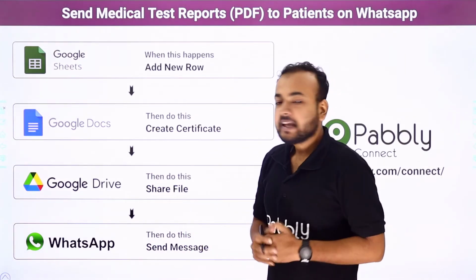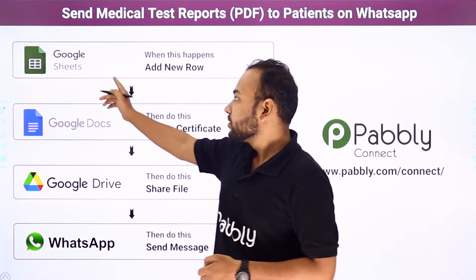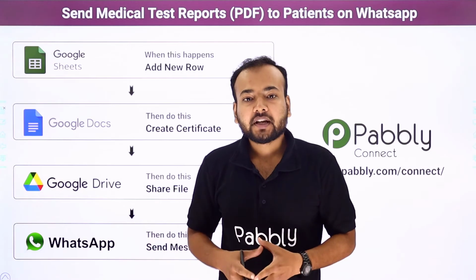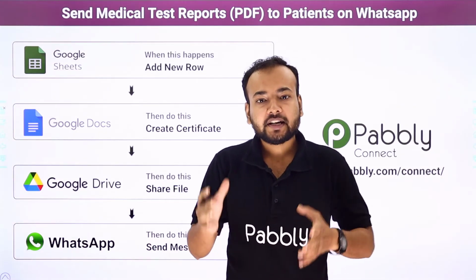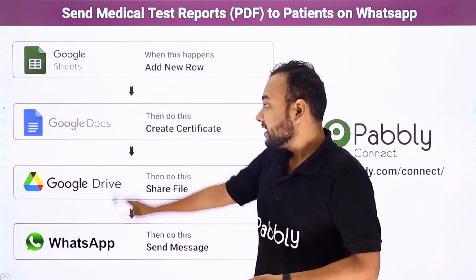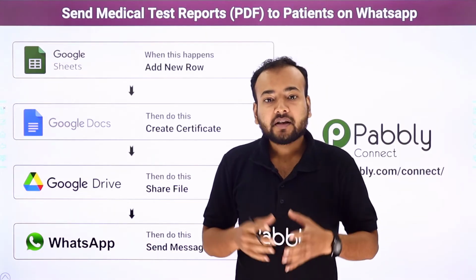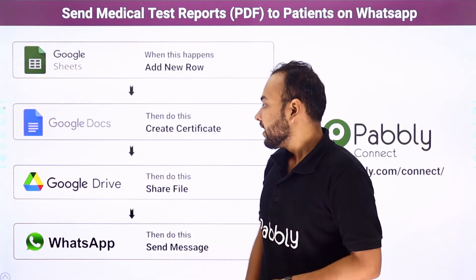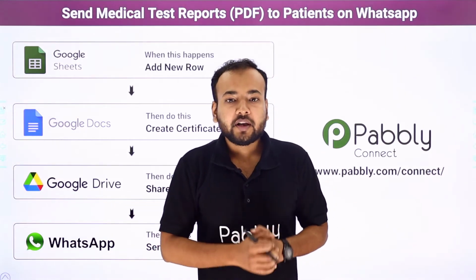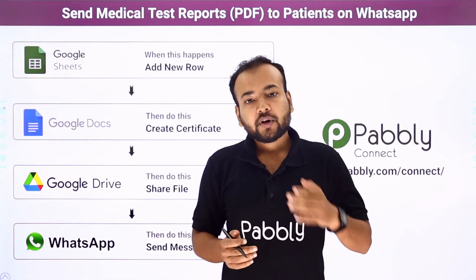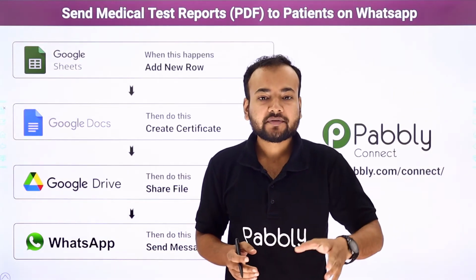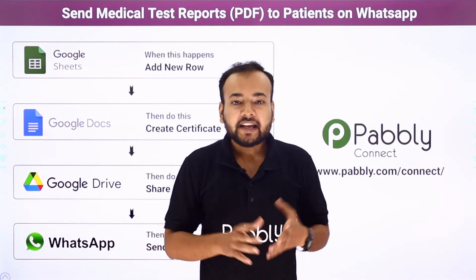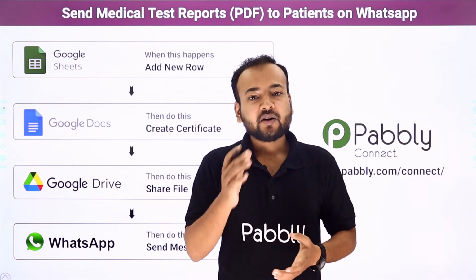Now let's talk about the applications that we are using. First is Google Sheets. Google Sheets is an online spreadsheet creating software in which you can create spreadsheets and manage your data in rows and columns format. Second is Google Docs. Google Docs is an online word processor in which you can create many types of documents and save them. Third is Google Drive. Google Drive is an online cloud-based storage. Here you can upload your files, save your files and access those files from any device and from any location. After this, WhatsApp. WhatsApp is a very widely used instant messaging service and you guys already know pretty much about it.